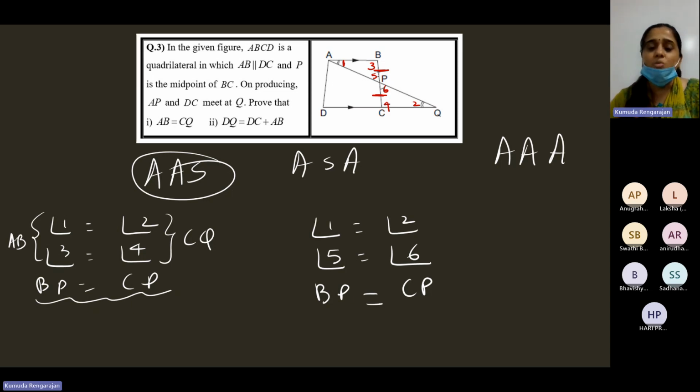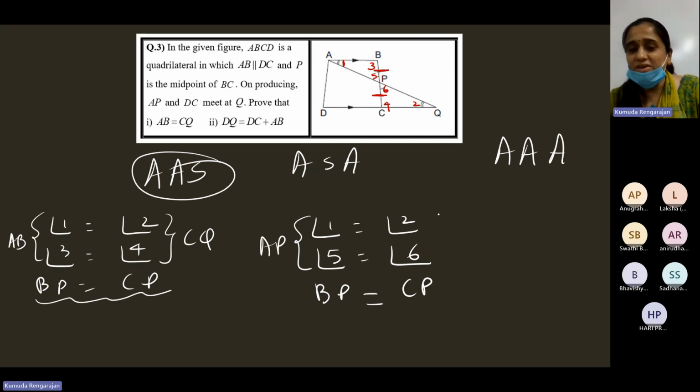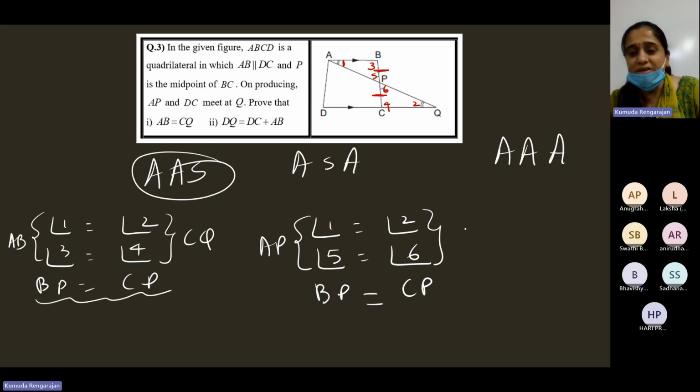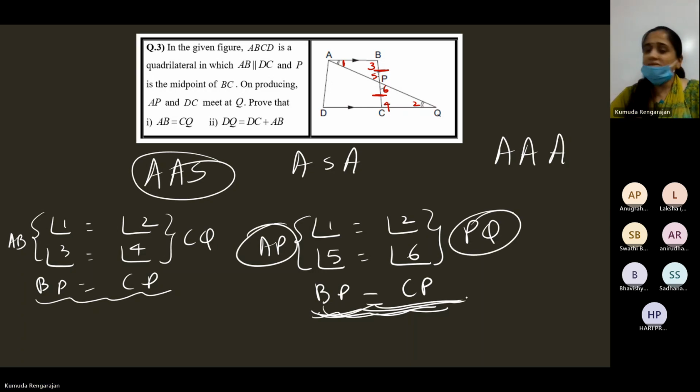Now tell me, for angle 1 and angle 5, which is the included side here? AP, ma'am. AP. Yeah, very good. And for angle 2 and angle 6, which is the included side? Side PQ, ma'am. PQ. Have you written AP is equal to PQ here? No. So it is not included. You have written 2 angles and some other side.